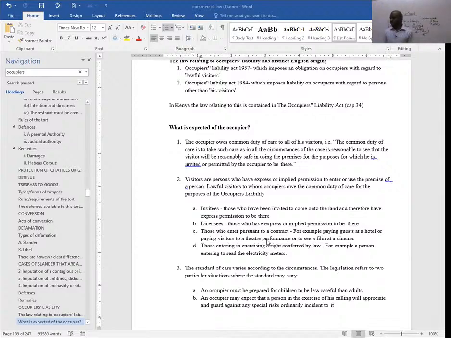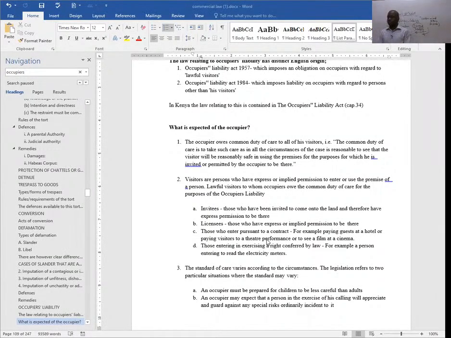So those entering in exercise of a right conferred by law, for example, a person entering to read an electricity meter. The standard of care varies according to the circumstances. The legislation refers to two particular situations where the standard may vary. An occupier must be prepared for children to be less careful than adults. So where you have children, you expect them to be less careful while they are using the premises.